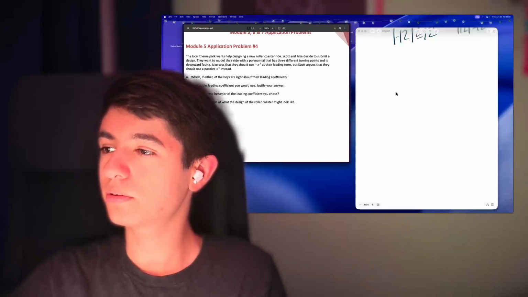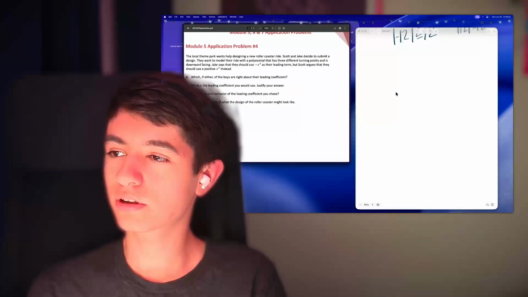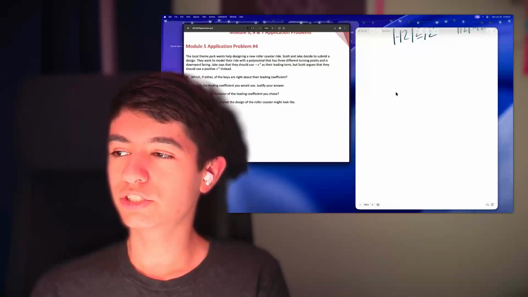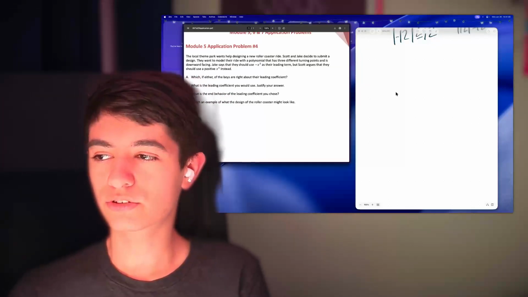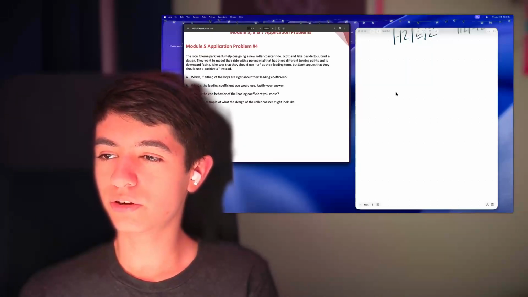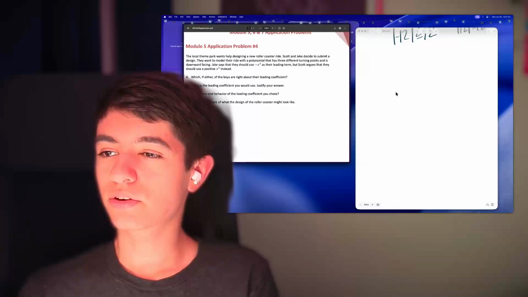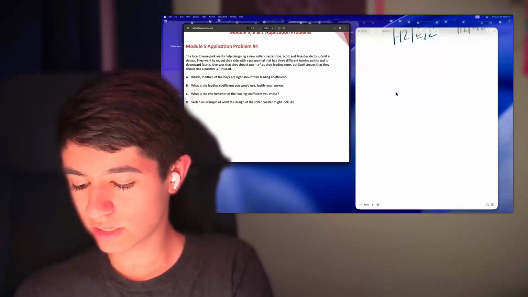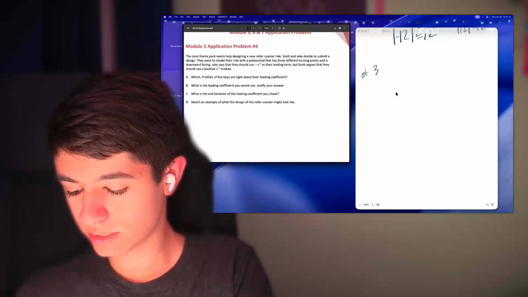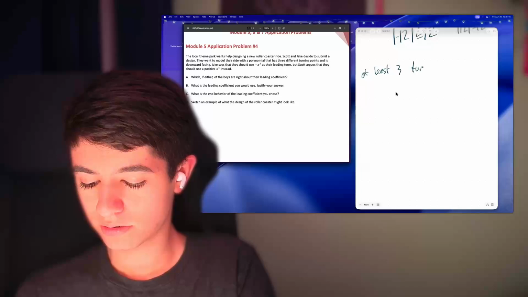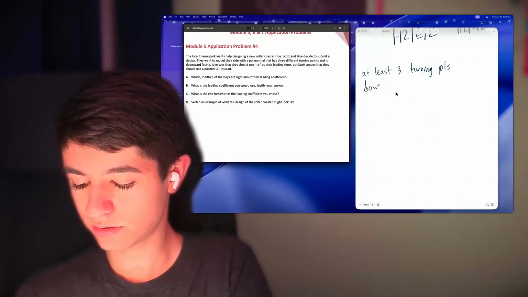So in this problem, we have a theme park, and it's designing a new roller coaster. And there are two people, Scott and Jake, who are submitting a design for this roller coaster. And they're modeling the roller coaster in the form of a polynomial, and they want at least 3 different turning points, and they want it to be downwards facing. So let's write this down. At least 3 turning points. And it needs to be downward facing.